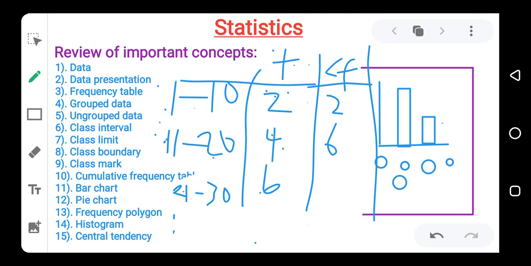Now for 21 to 30, the cumulative frequency is the frequencies of the ones that are coming before it, which is 2 plus 4, plus the frequency of the particular interval, the 6. 2 plus 4 is 6. 6 plus 6 is 12. So the cumulative frequency is 12.